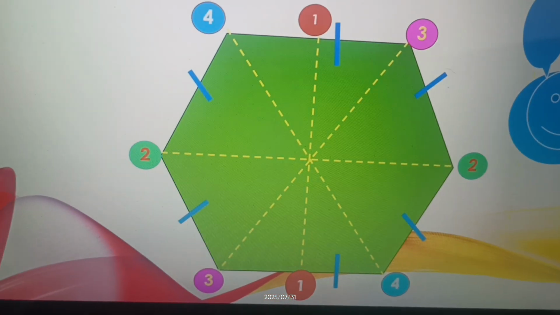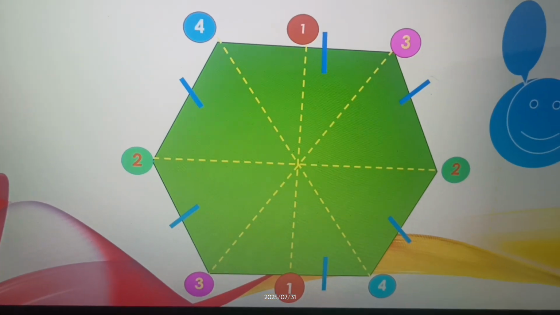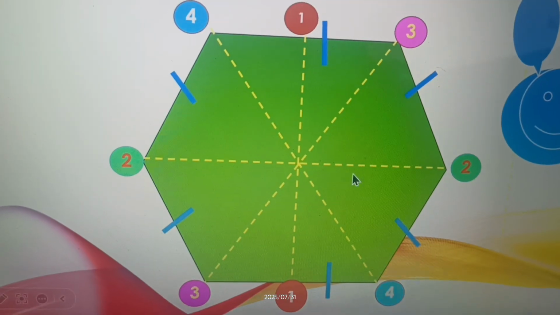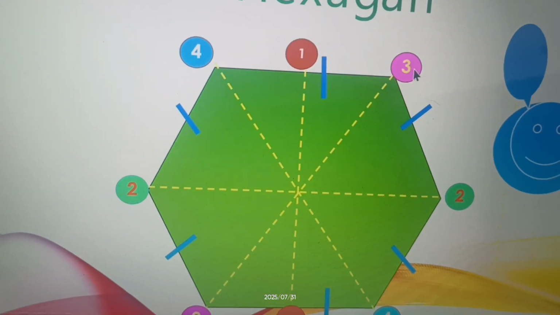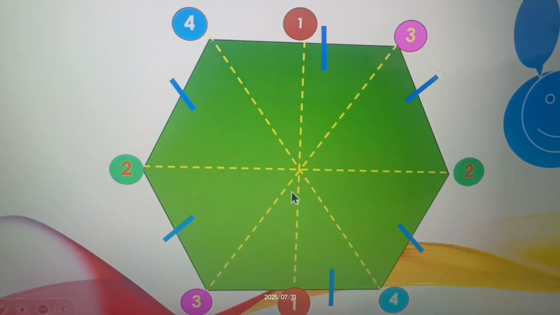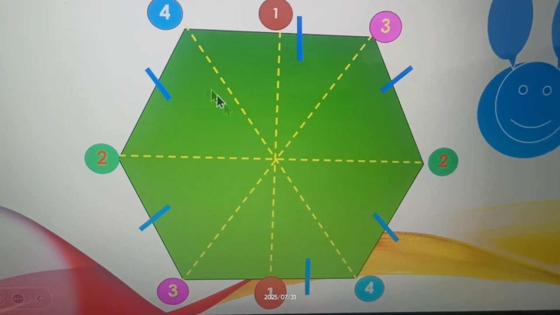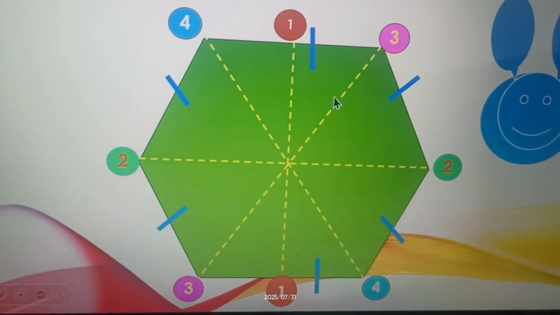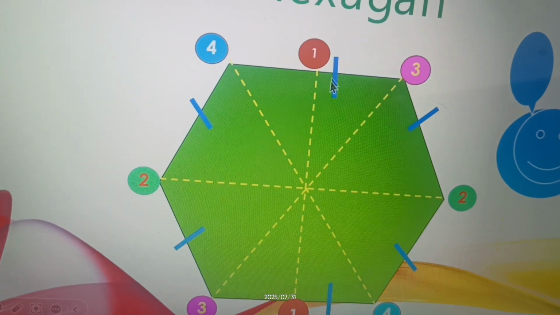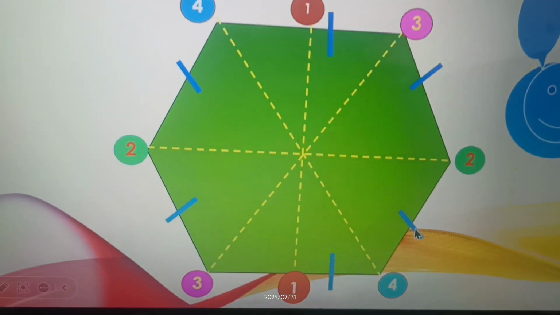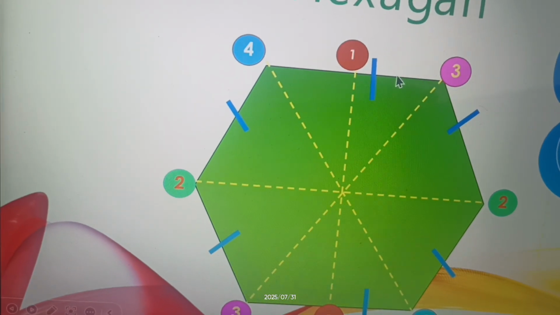And how many symmetrical lines are there? Consider this center point. You can connect these center points and draw 1 symmetrical line. Again consider these center points and draw 1 symmetrical line. Then connecting these 3 you can draw another symmetrical line. Connecting these 4 you can draw the fourth one. 4 symmetrical lines are there. Then consider this object. How many sides are there? 1, 2, 3, 4, 5, 6. 6 sides are there.